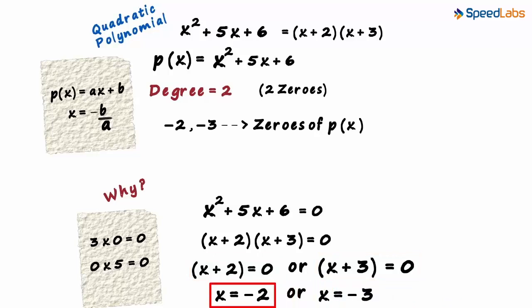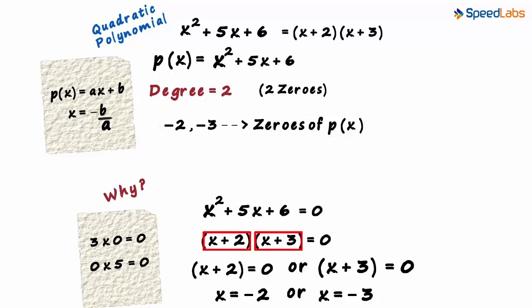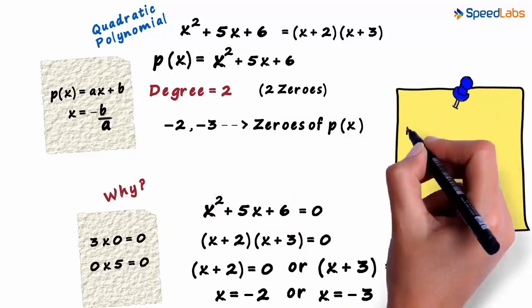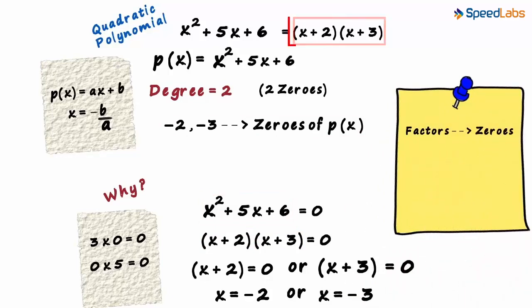Try substituting minus 2 or minus 3 in place of x and you will get a 0. So we can say that if minus 2 and minus 3 are zeros of the polynomial, then x plus 2 and x plus 3 are the factors of the polynomial. There are two things we can conclude here. First, if you factorize the polynomial, you can tell the zeros. Here, we factorized the polynomial and then found the zeros.